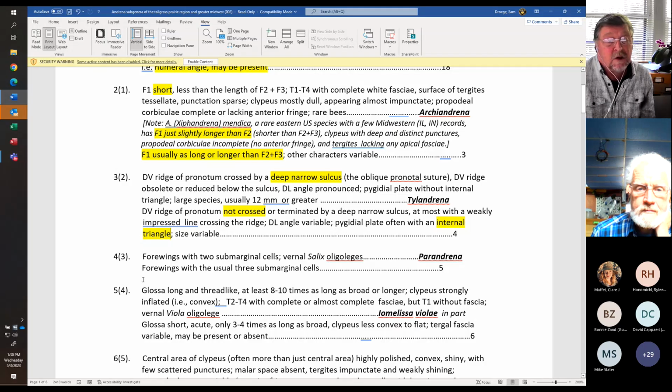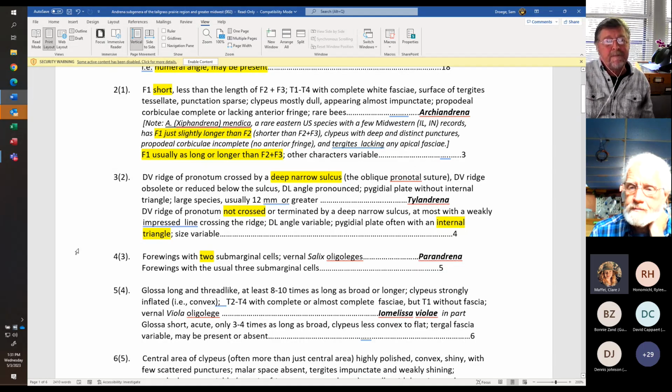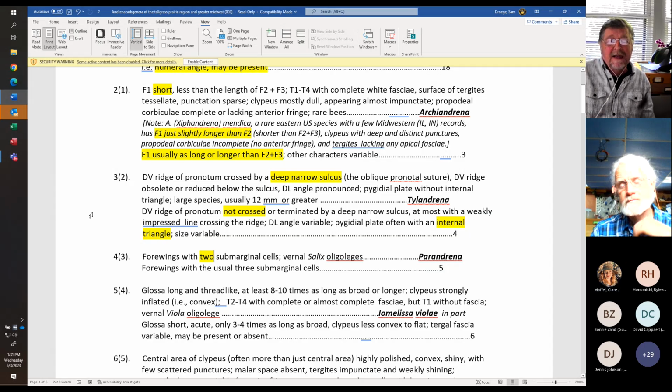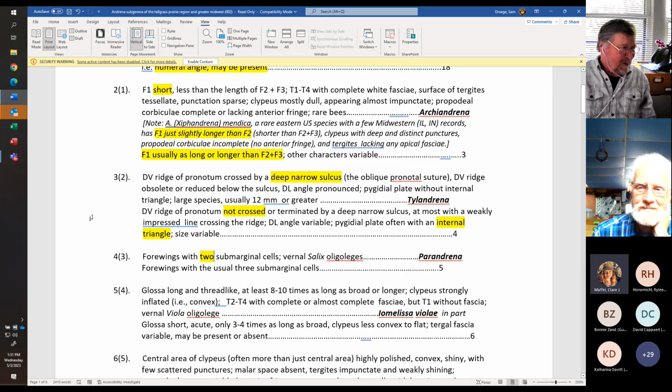So the next group is another pretty straightforward one. And backtrack just a second. So you said the Tylandrena have this, but now is it only a couple of species of Melandrena, or has it been a full split? What happened there? Yeah. That didn't seem right. I'm confused.